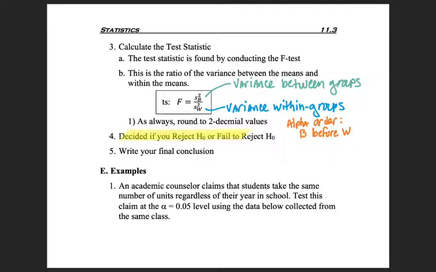Then we can compare our test statistic and critical value to decide if we reject or fail to reject H naught and write our final conclusion using the same guidelines.